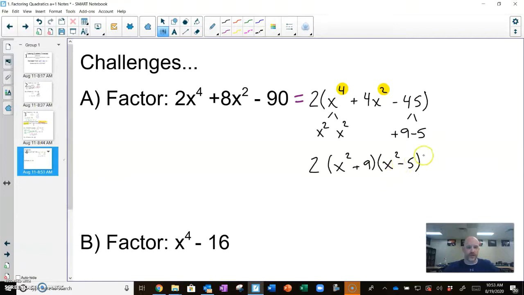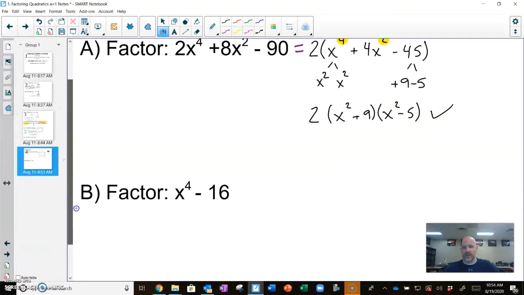Okay, so has this been written as a series of products that when multiplied together will be equivalent to this? Yes. So guess what we just did? Factoring. Booyakasha. Okay, x squared times x squared is x to the 4th. 9 times negative 5 is negative 45. And if I combine 9x squared minus 5x squared, I'm going to get 4x squared. Check. It works.